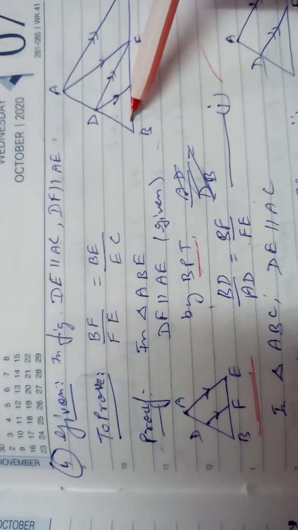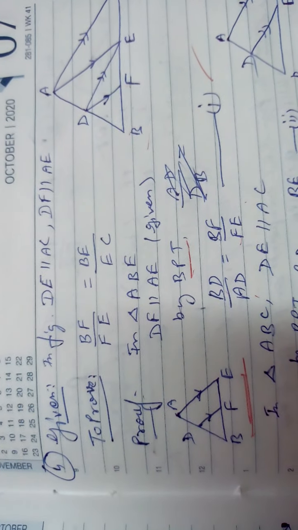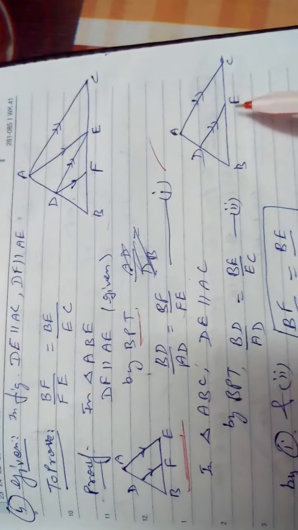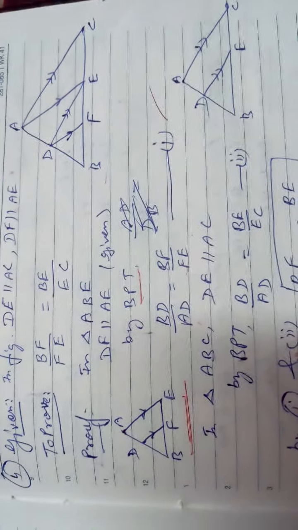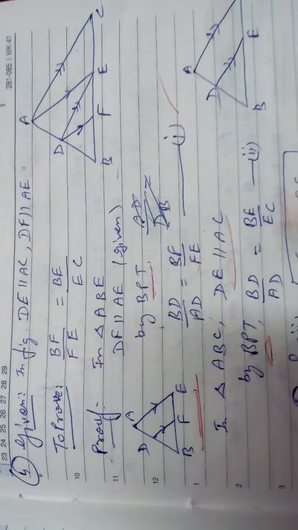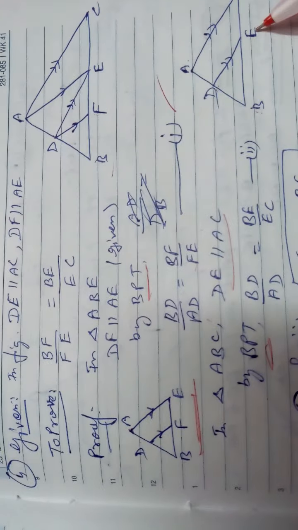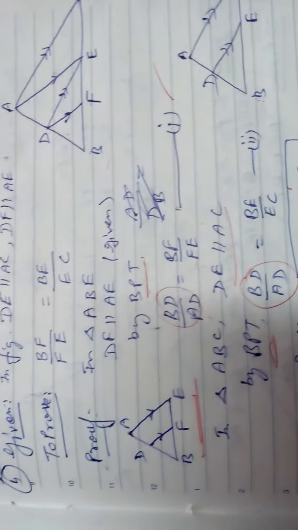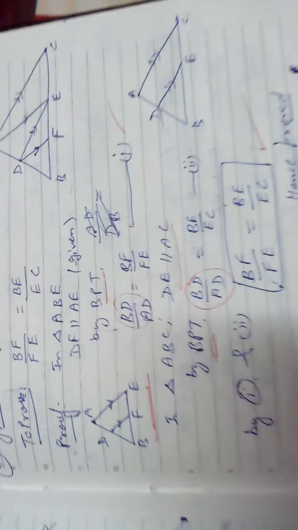Now you take this triangle ABC, the big triangle. Only the line DE I have drawn. These two lines I am not drawing. Again DE is parallel to AC, so by BPT, BD upon DA is equal to BE upon EC. LHS of both are equal, so RHS will also be equal. Again by first and second you are getting the result.